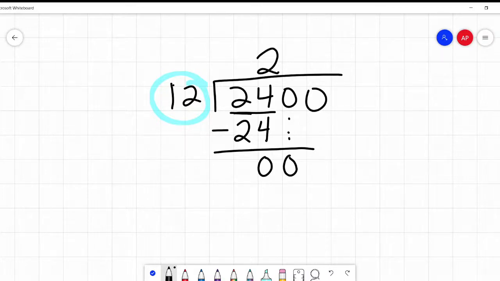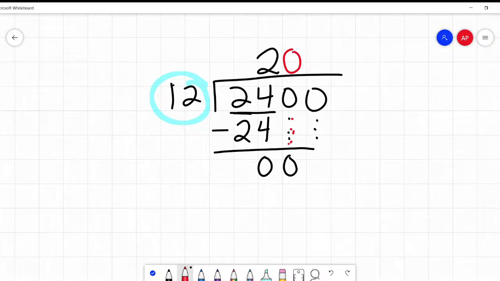Does 12 go into 0? No. So what do you do next? You might go, oh, well, I'll just bring down the next 0. Not so fast. Once we bring down a number, we have to write something above it. At that point, we have to. So I've brought that 0 down, and then does 12 go into 0? No, I have to write a 0 above it.